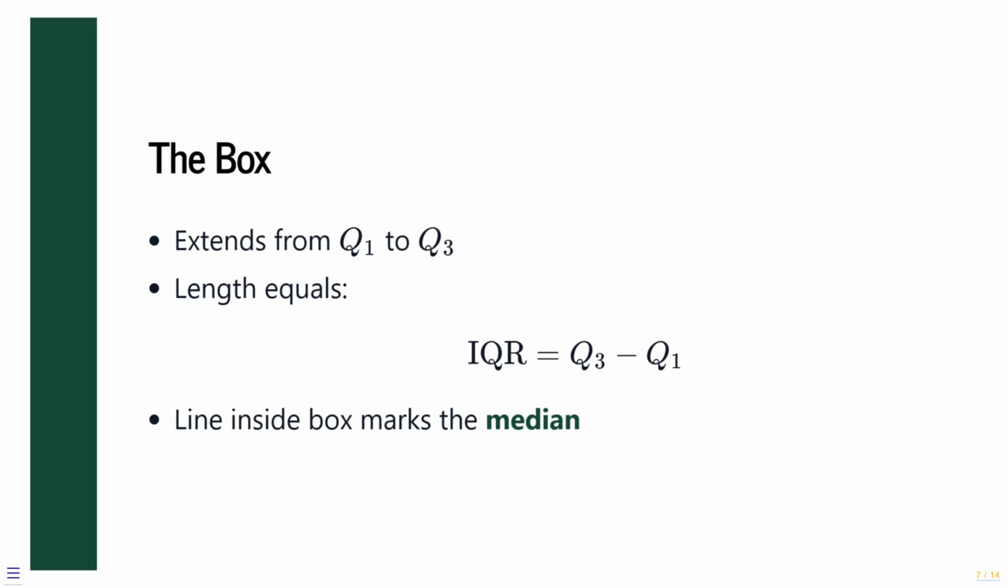Inside the box, there's a line marking the median, Q2. That line tells you where the center of the distribution is in a resistant way. If the median line is near the center of the box, it suggests the middle of the distribution is relatively balanced. If it's closer to one edge of the box, it suggests the data may be skewed. So in just the box itself, we already get a picture of center and middle spread, two of the most important things we want when describing a data set.